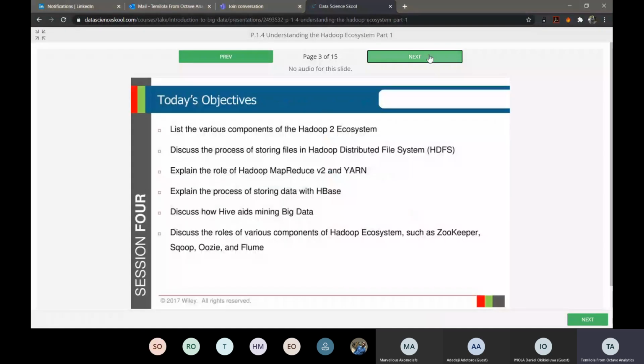So the major objectives of today's class: we will list the various components of the Hadoop 2 ecosystem. Then we'll discuss the process of storing files in the Hadoop distributed file system. Then we'll explain the roles of Hadoop MapReduce and YARN, the roles of some other major Hadoop applications, and other tools and resources used in interacting with the Hadoop ecosystem.